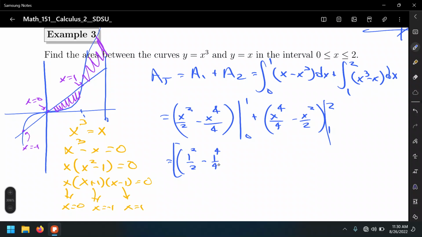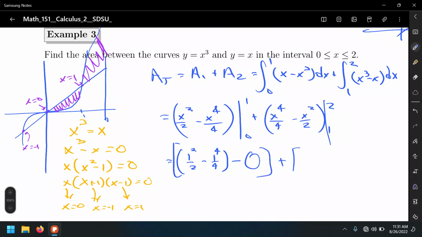1 to the 4th over 4, and then minus, and let me make a quick comment here. Did you notice what happens when we evaluate this lower limit of 0 at both terms here? What's that going to give us? 0. So in this case, you don't have to show 0 squared over 2 minus 0 to the 4th over 4. Just write down a big 0. That's acceptable. And in fact, that's what I will be doing for the rest of the semester to save time. And that's something I encourage you guys to do when doing your homework, when working on a quiz or an exam, to save time. Of course, if you still prefer to write the whole thing, that's fine. All right?